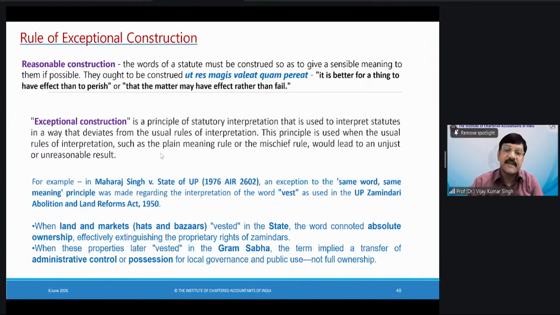Yes, Sridhar, Gram Sabha land is government property, but you don't give the Gram Sabha power to completely dispose of it, right? They can use it, but they cannot dispose of it. Is it making sense to you?